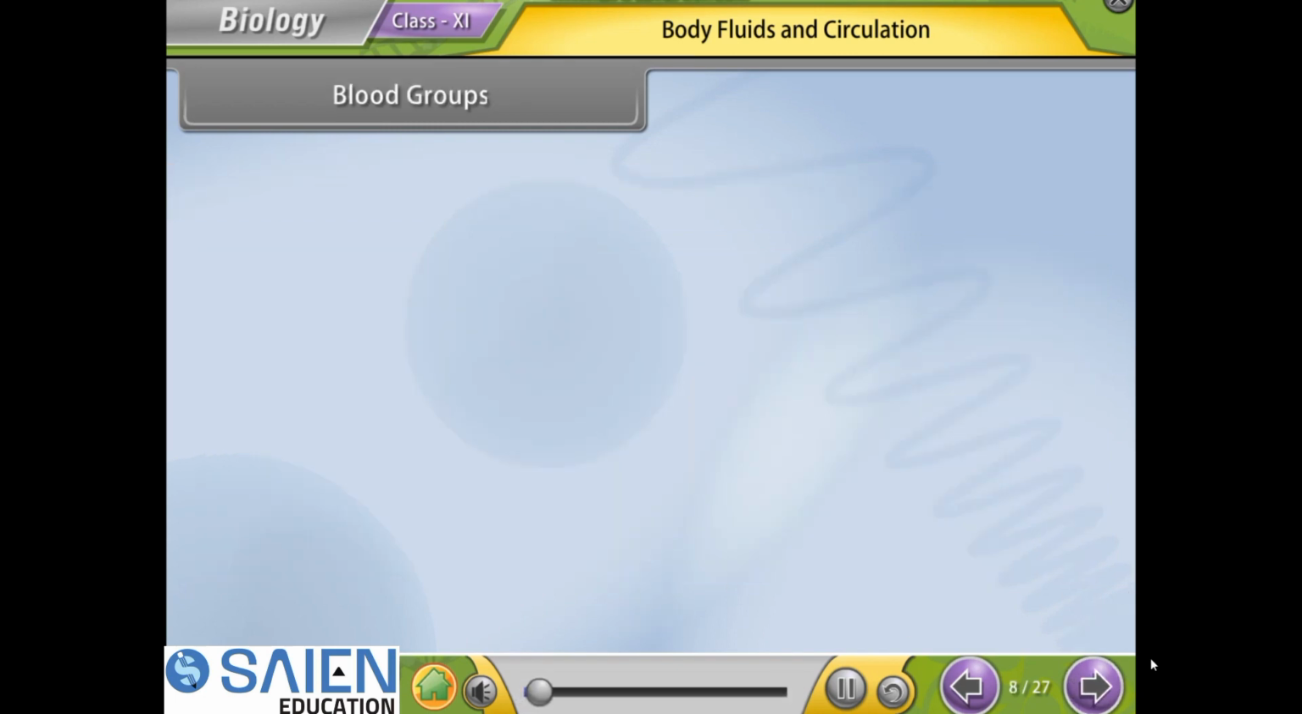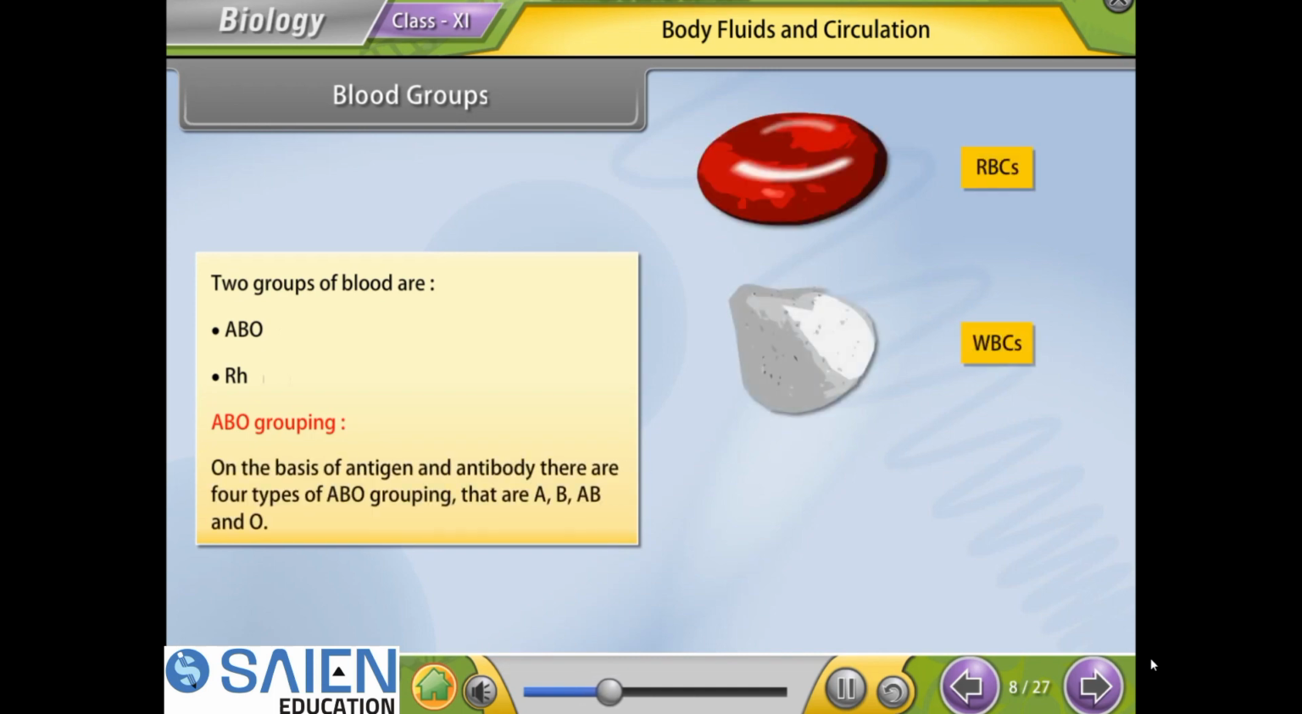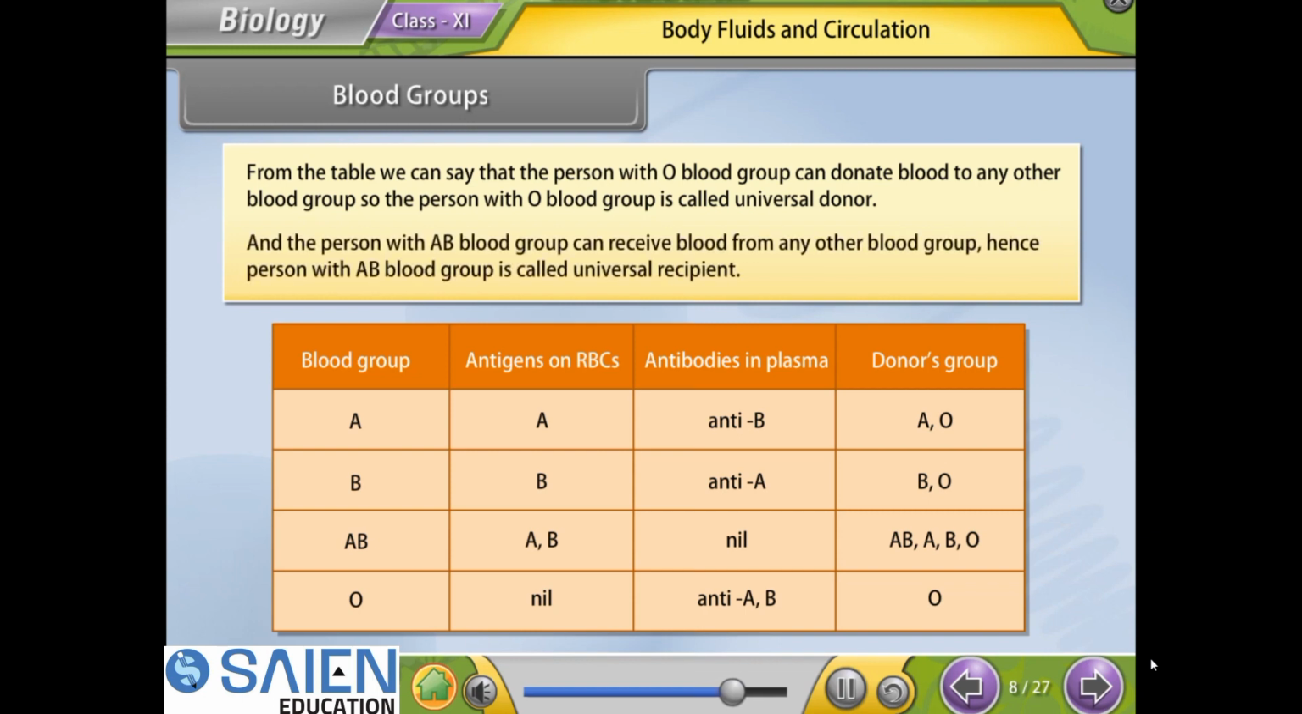Blood groups. There are two groups of blood. They are ABO and RH. ABO grouping. On the basis of antigen and antibody, there are four types of ABO grouping, that are A, B, AB and O. From the table we can say that the person with O blood group can donate blood to any other blood group, so the person with O blood group is called universal donor. And the person with AB blood group can receive blood from any other blood group. Hence, the person with AB blood group is called universal recipient.